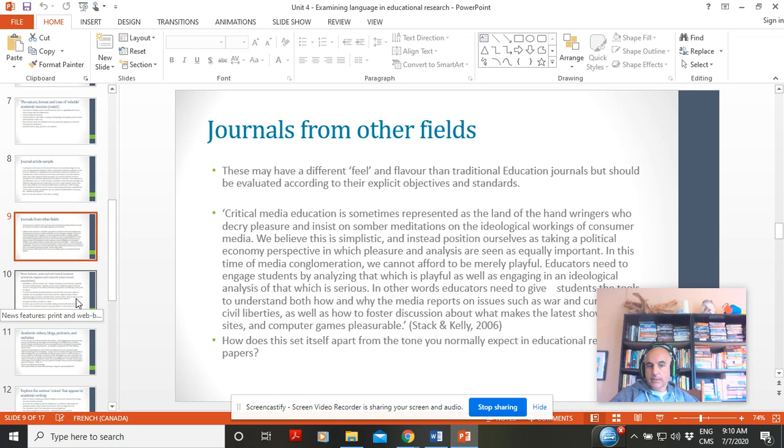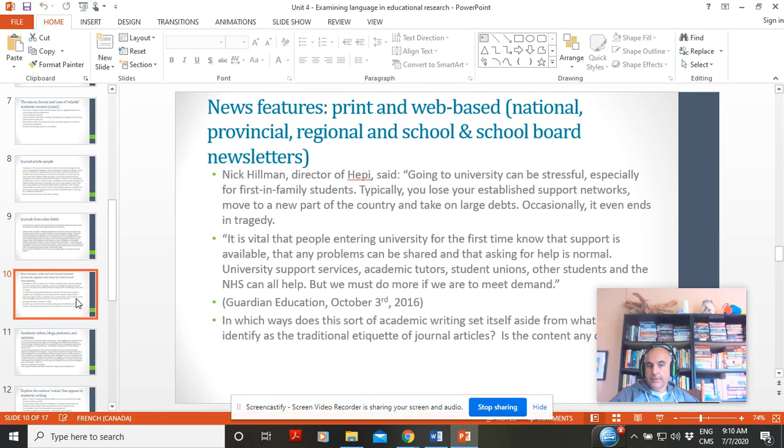Now, once you've done that, we're jumping to a new sample. Here we have news features: print-based, web-based, national, provincial, regional, school, and school board.